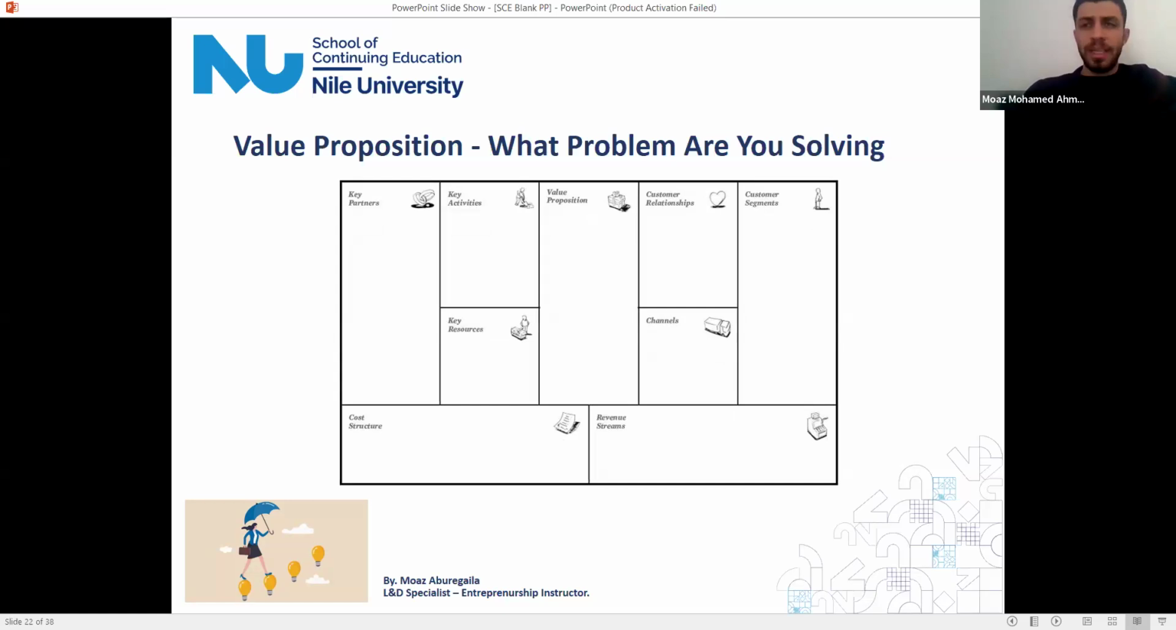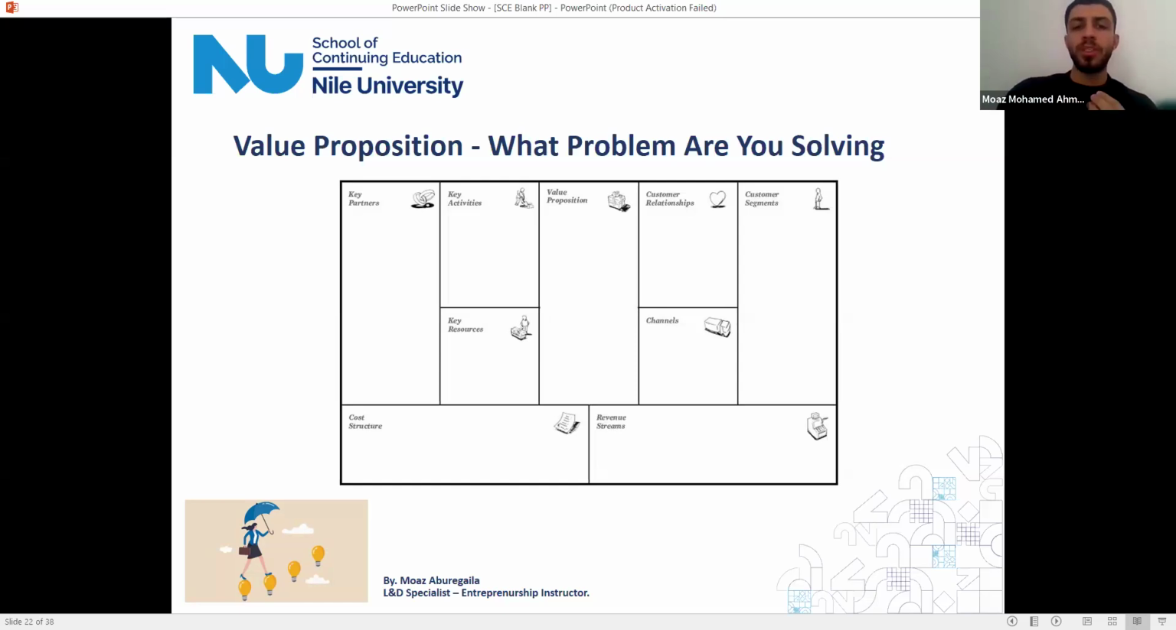So let's think together. Think of the projects you applied yesterday. What is the unique value that your business offers to customers? And how does your product or service solve their problem? So when thinking about your projects, what could be a unique value proposition?